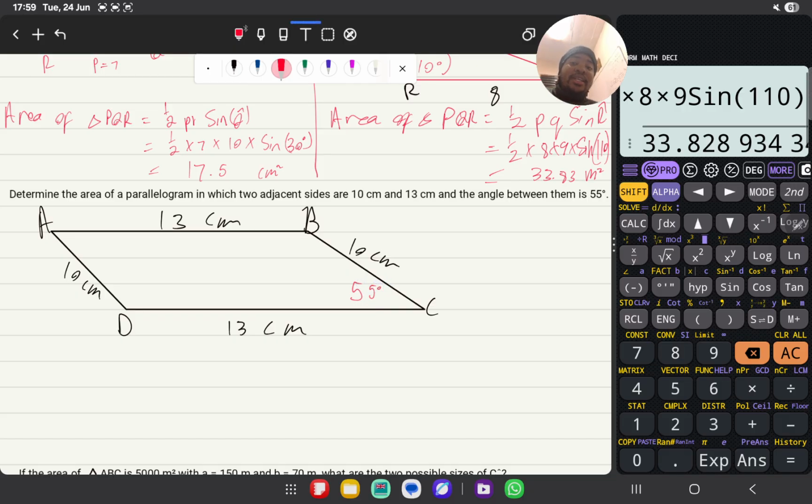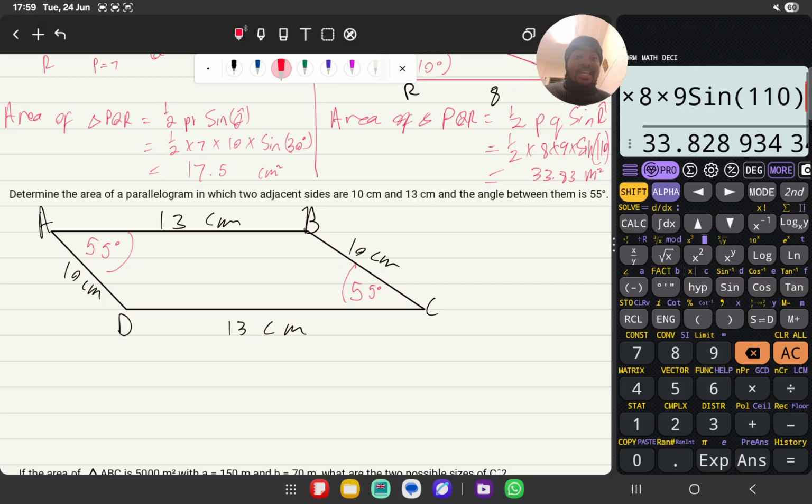And remember what I said, in a parallelogram, opposite angles are equal. So you also have 55 degrees here. This thing, guys, here you need to get 100%. I'm very serious. Cool. So now you then realize something.